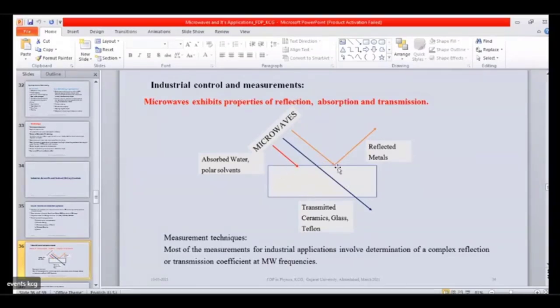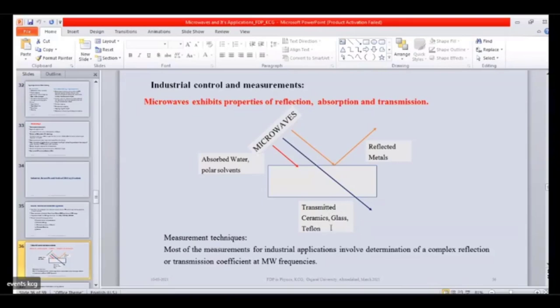A slab of material is irradiated by the microwaves. If this material is a metal, then microwaves are reflected. All metals reflect the microwaves. Microwaves cannot pass through metals. And there are some materials which absorb the microwaves. Examples of such materials are water and polar solvents. Polar organic solvents absorb the microwaves.